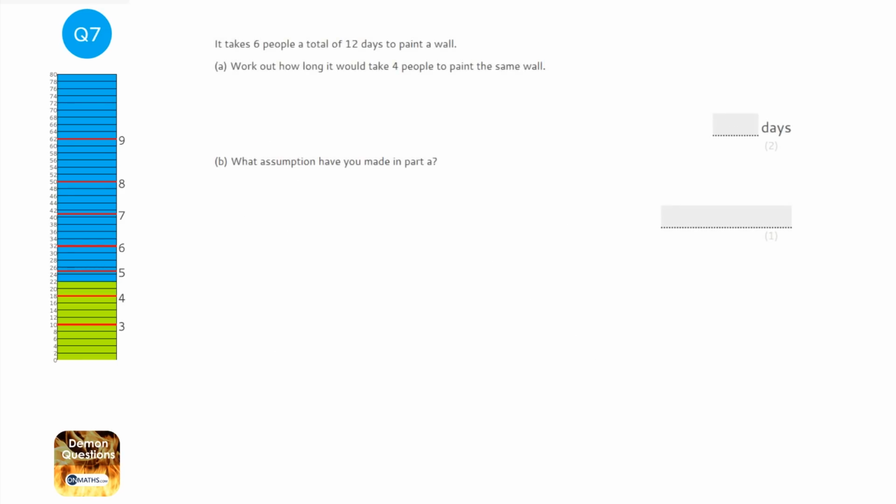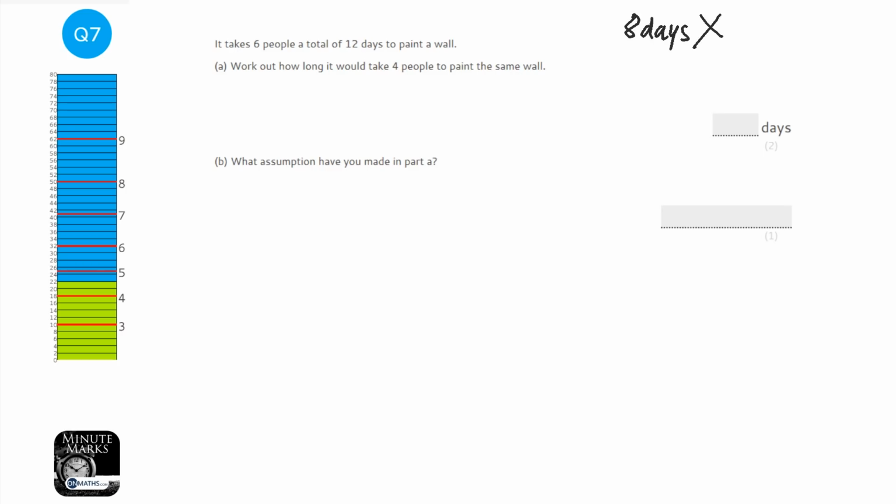Okay, so for this question, it's really common to take the wrong approach. For instance, the biggest wrong answer for this is to try and get from 6 to 4, so we can divide it by 3 and then double it. So we're going to divide the days by 3, which is 4, and then double that. So the most common wrong answer is 8 days.